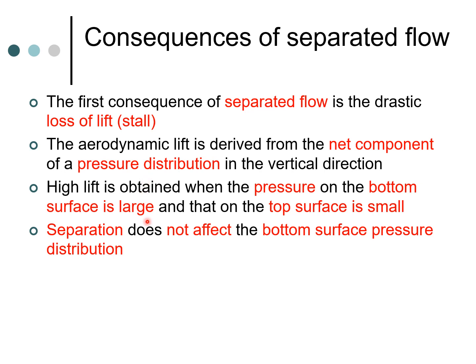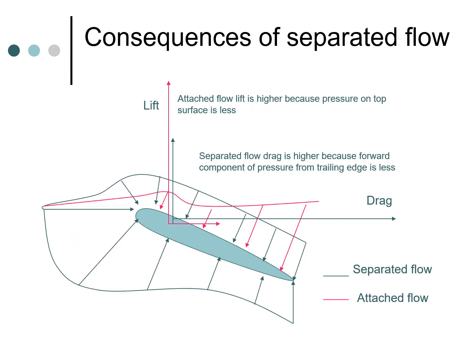Now, high lift is obtained when the pressure on the bottom surface is large and that on the top surface is small. So that's the way lift is essentially generated on an airfoil section. Now, separation does not change the bottom surface pressure distribution, so that's something to remember. It's only going to change the top surface pressure distribution.